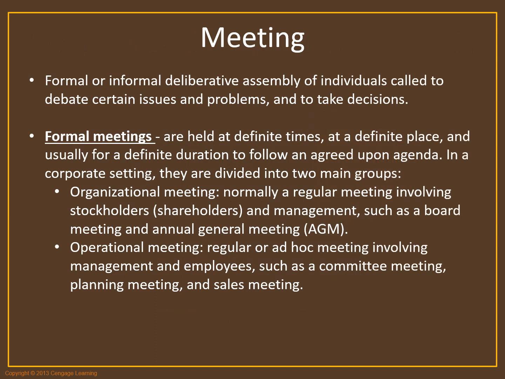A meeting is either formal or informal. So it can take place at organizations for formal purposes, or sometimes it can be even informal. So it's basically a gathering of people and an assembly of individuals. So these people come together. Why? The purpose is to discuss issues, to debate problems, and they want ultimately to make decisions.